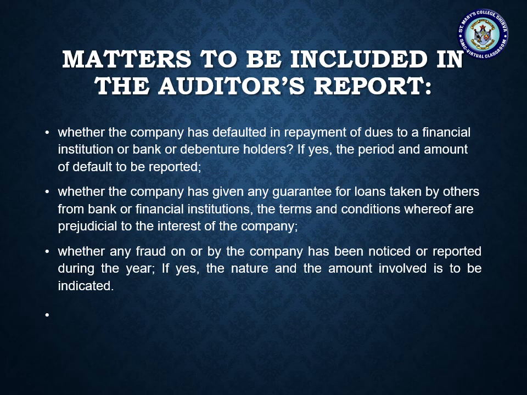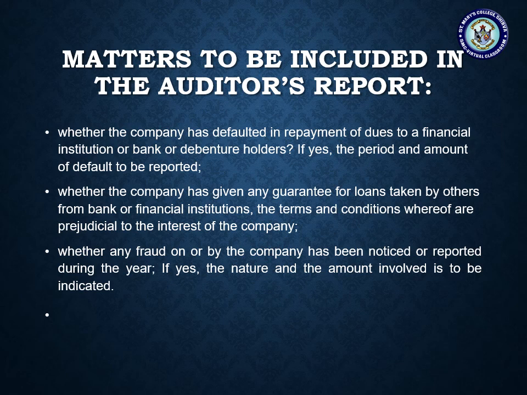Also, whether the company has given any guarantee for loan. When some other company has taken a loan, whether this company has given a guarantee for any loan which is taken from banks or financial institutions. So if at all they have given a guarantee, then what are the terms and conditions, and whether they are prejudicial to the interest of the company. So whether such terms and conditions can affect the company or not. Okay. So this matter is to be included in the auditor's report. So the auditor has to comment. Okay. He has to go through all these matters, and he has to give his opinion in the auditor's report.